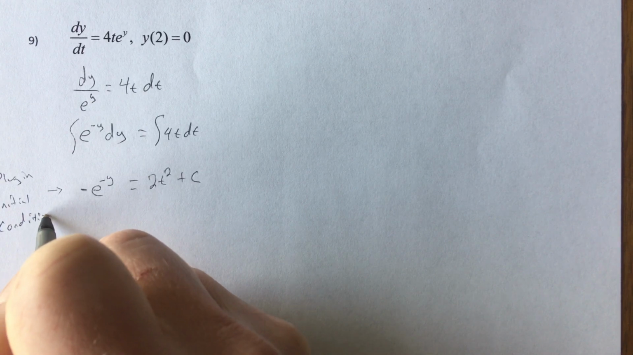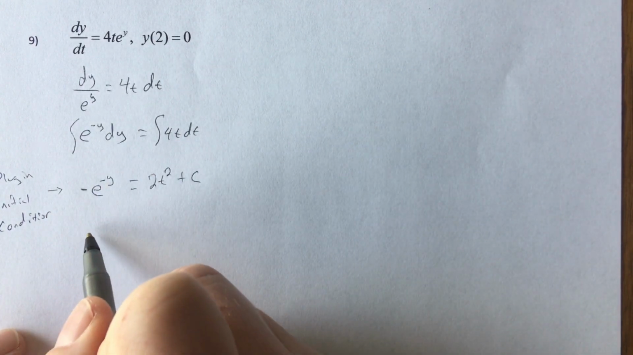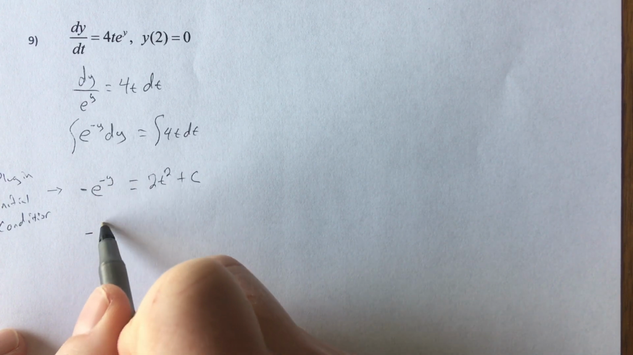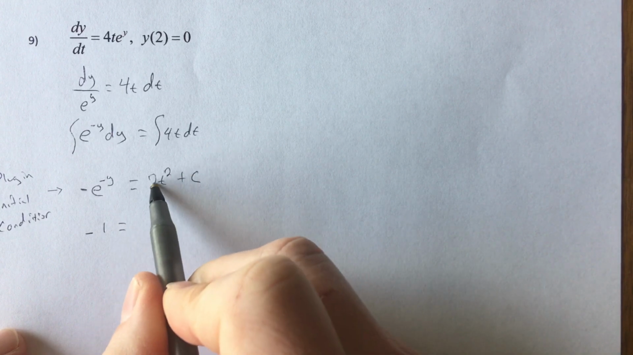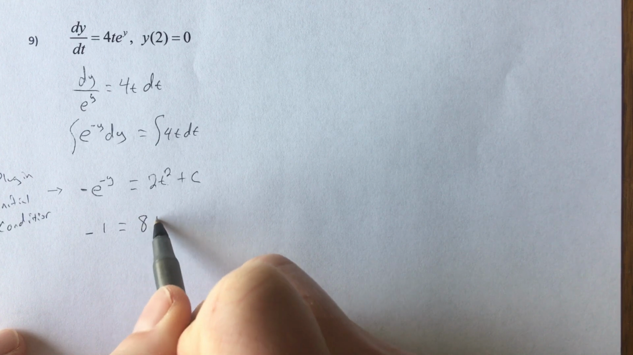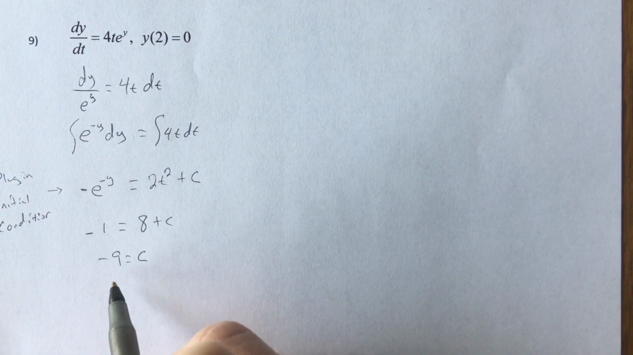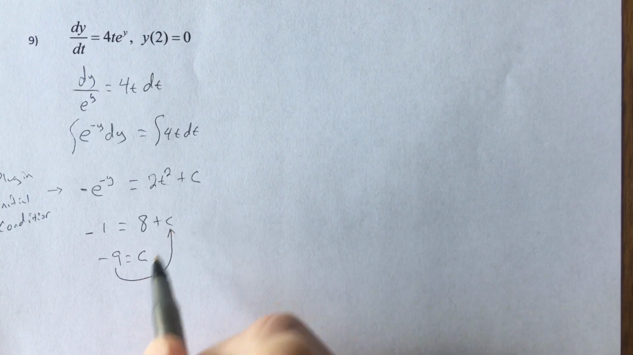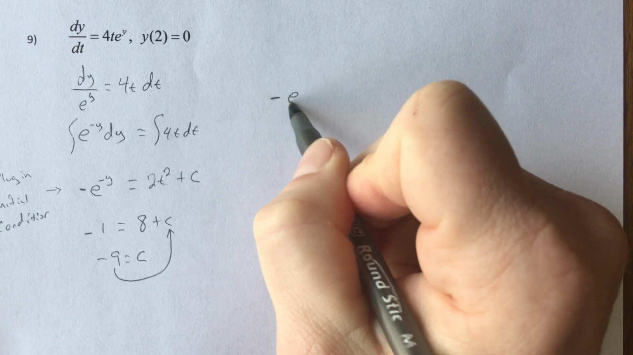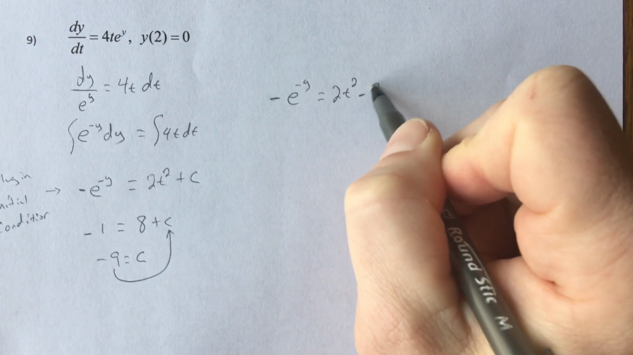And that means for us, we're going to put 2 in for t and 0 in for y. So this is going to give us negative e to the 0. E to the 0 is 1. And over here, 2 times 2 squared, 2 squared 4 times 2 is 8. And that means c equals negative 9. So we're going to go ahead and put that negative 9 in for c. And over here now, we'll just rewrite what we had. Negative e to the negative y equals 2t squared minus 9.